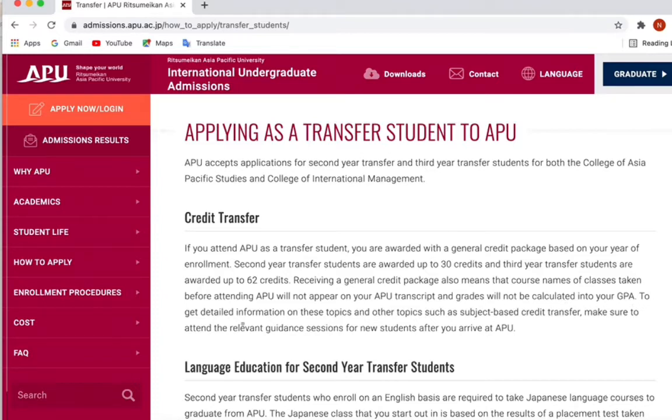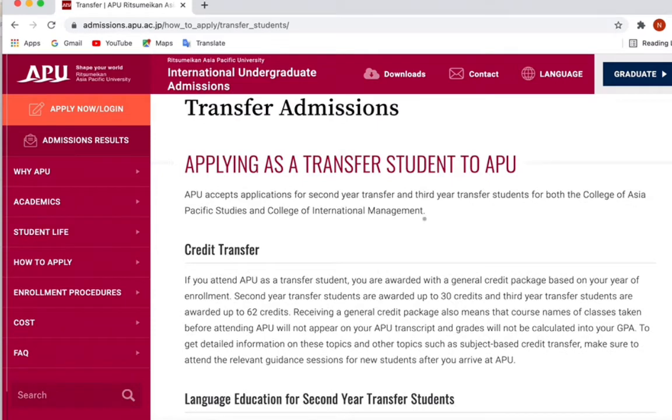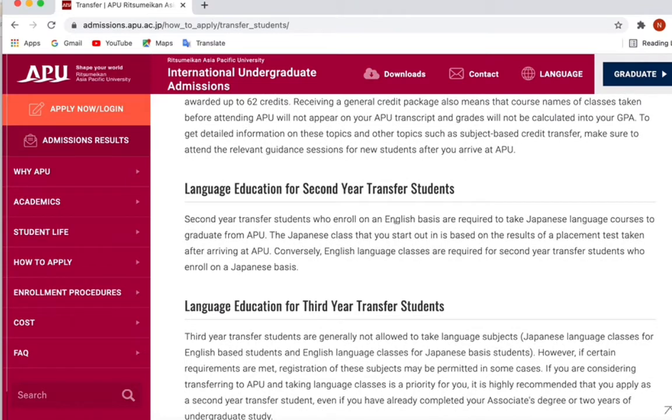To get detailed information on these topics and other topics such as subject-based credit transfer, make sure to attend the relevant guidance session for new students after you arrive at APU. Anyway, this is just general information about credit transfer. As we've seen, the courses are for the College of Asia Pacific Studies and the majors, and the College of International Management. So what else is there to know?